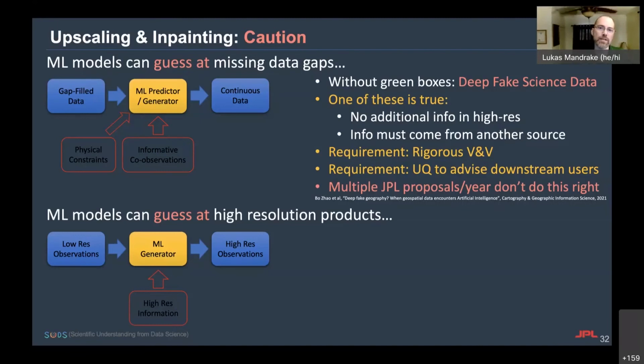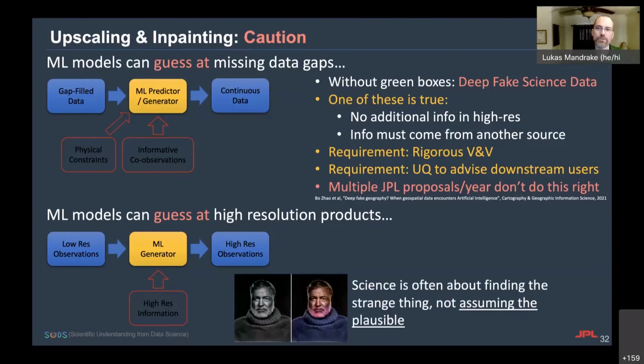And while you don't need data science to achieve it, data science can produce it by accident if you're not careful. To drive this home, consider the same technology in one of its original forms, to add color to black and white movies seemingly from nothing. Science is often about finding the strange or unlikely thing, not assuming the plausible or expected. You'd never guess a pink beard if you've rarely ever seen one.